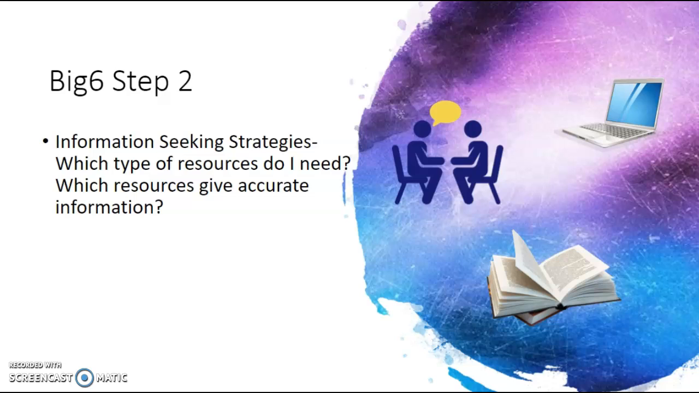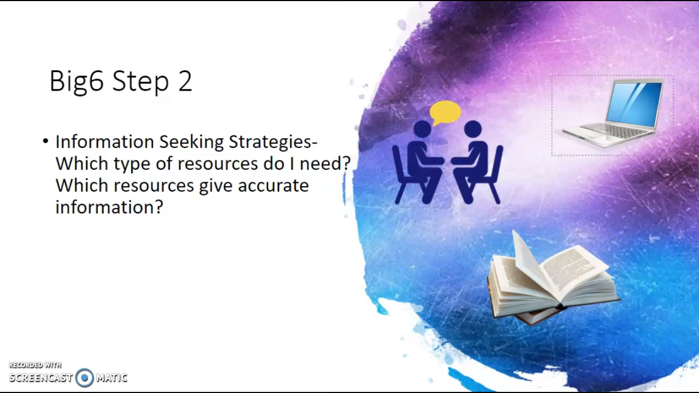Big Six, step 2. Information seeking strategies. Which type of resources do I need? And which resources give accurate information? So here I put these icons off to the side to help you with this one. So what type of resources do we need? Do we need interviews? Do we need information off the web? Do we need books? What else would we need to answer our question or to get more information?